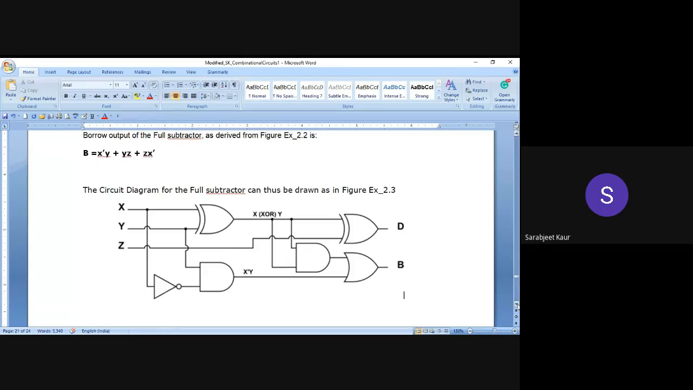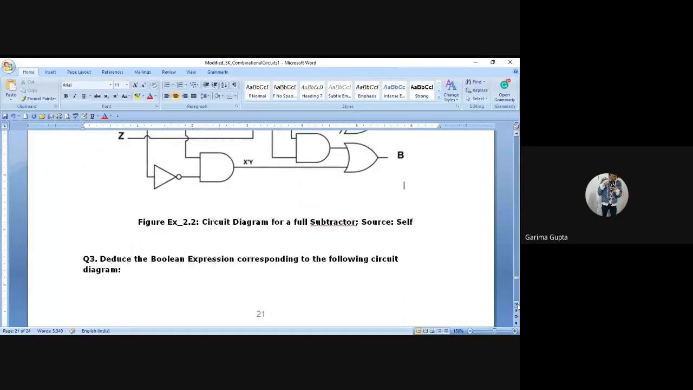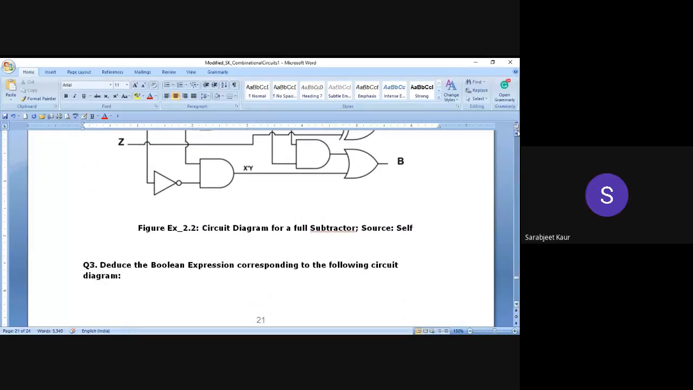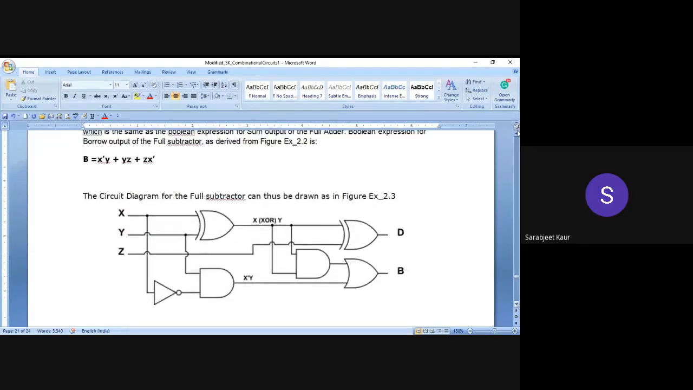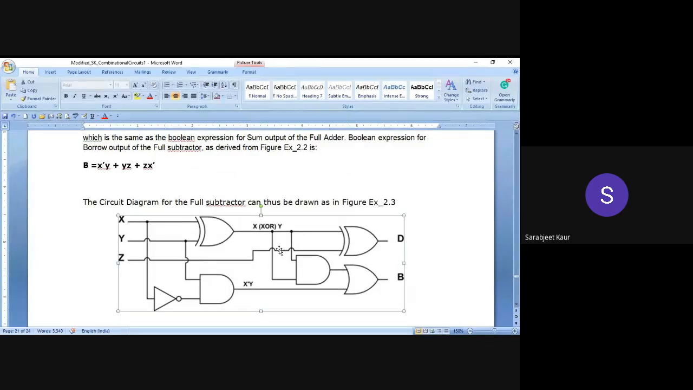Is this clear? So what you see is an alternate representation. This is not wrong. This is an alternate, actually more commercially usable alternative to the full adder and the full subtractor circuit that we generally draw.